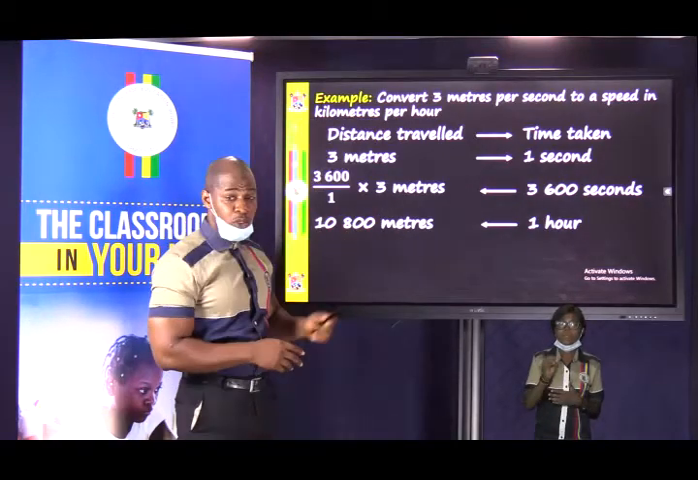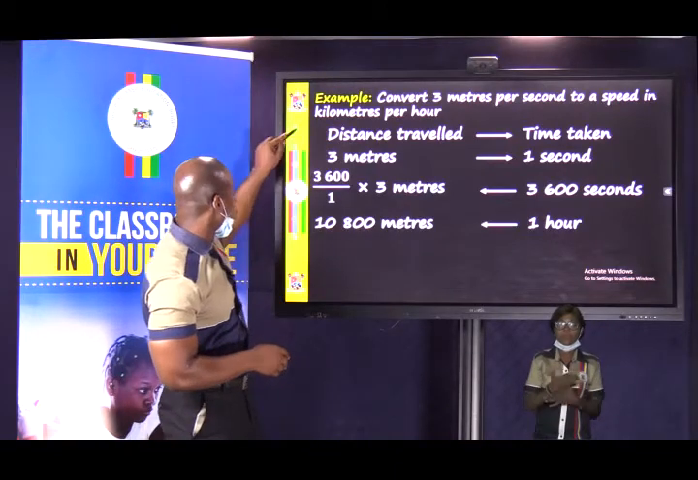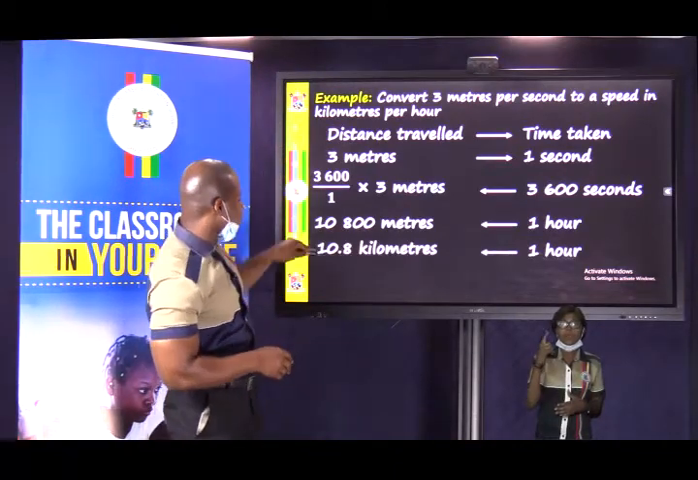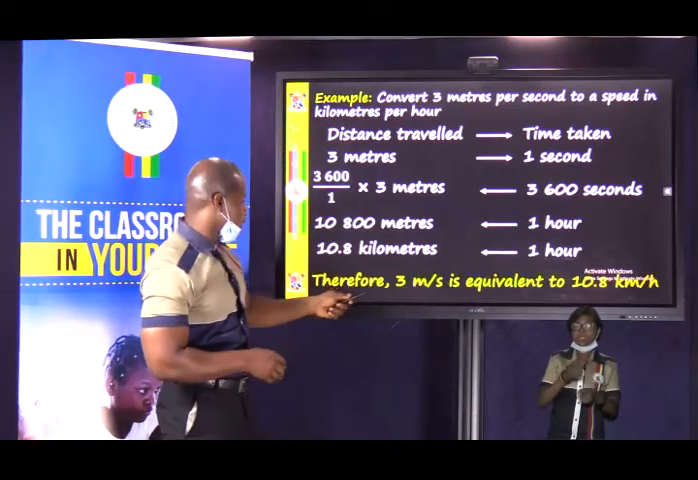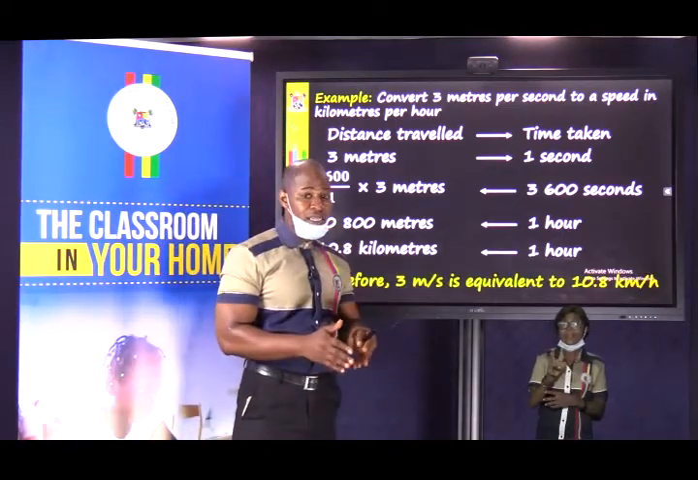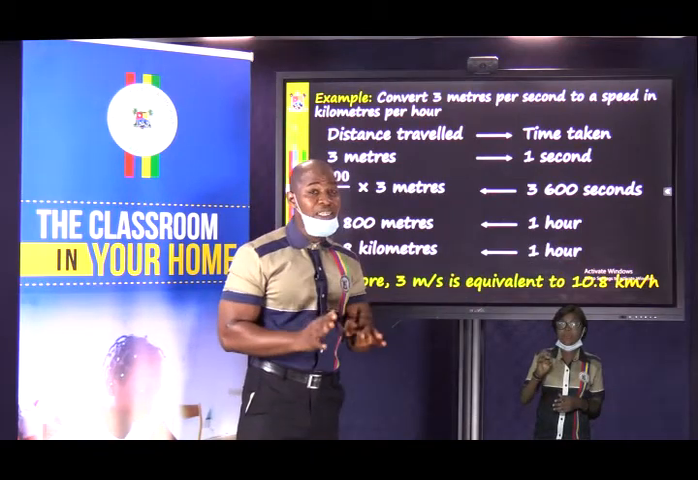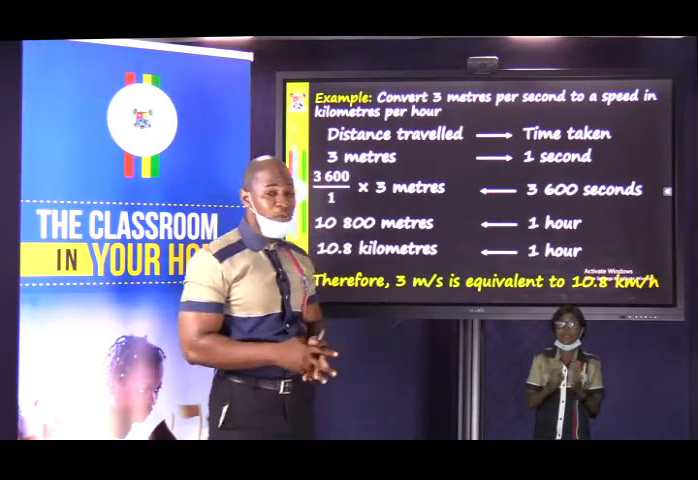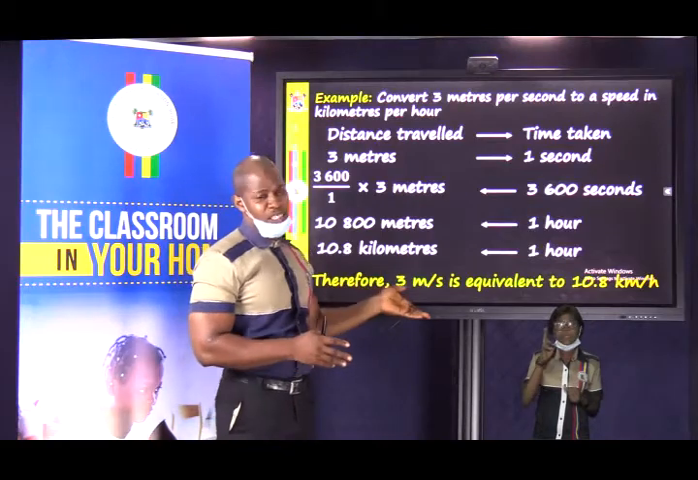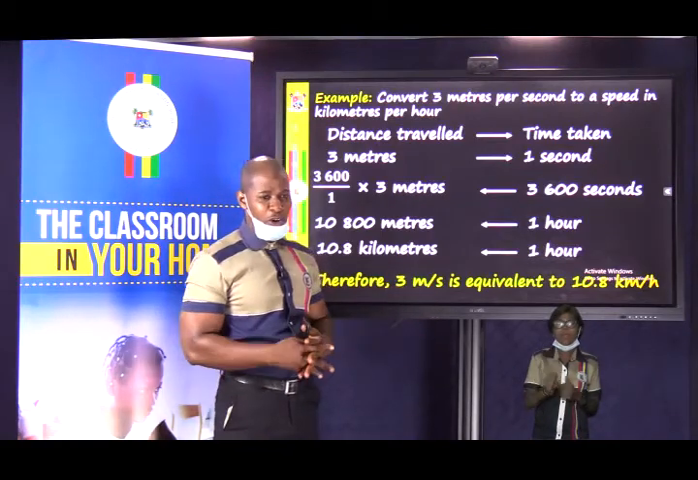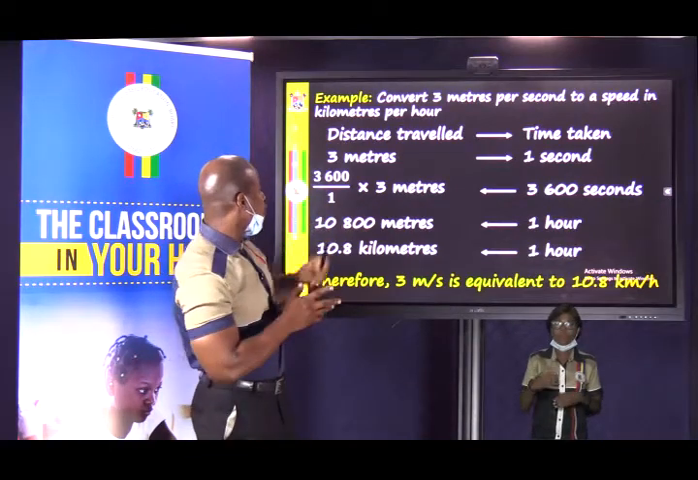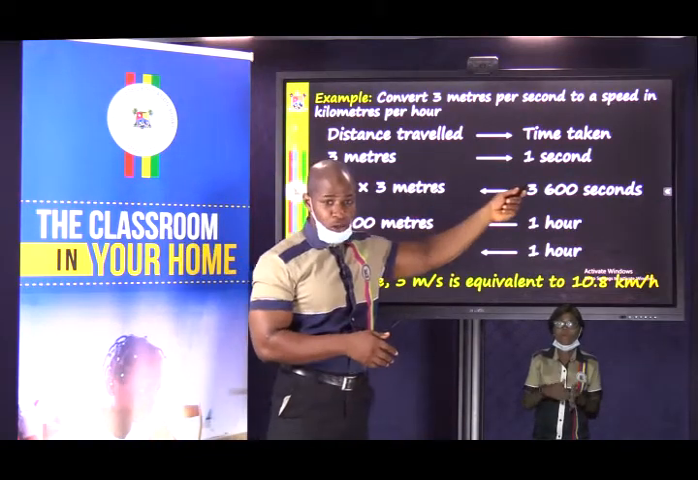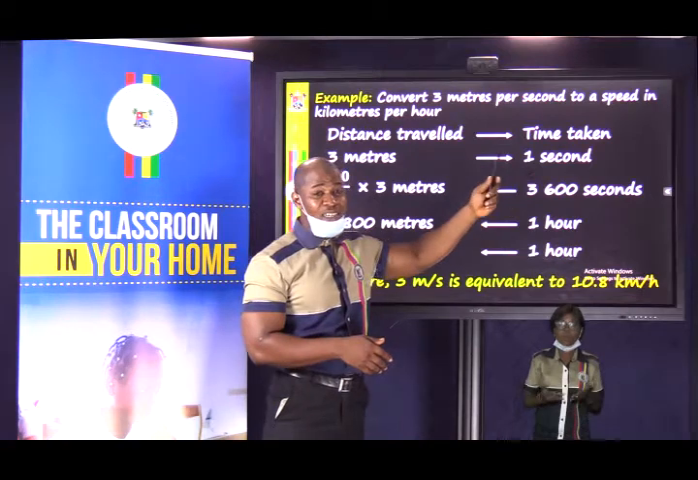To change meters to kilometers, you have to divide by 1,000. And so in this case, we have 10.8 kilometers. So our final answer will be 3 meters per second is the same thing as 10.8 kilometers per hour. It's not 3 kilometers per hour. You can't just say 3 meters per second, that's 3 kilometers per hour. No, it doesn't work that way. So let's go run through this process again. We're given that 3 meters goes for 1 second. We want to find that in kilometers per hour.